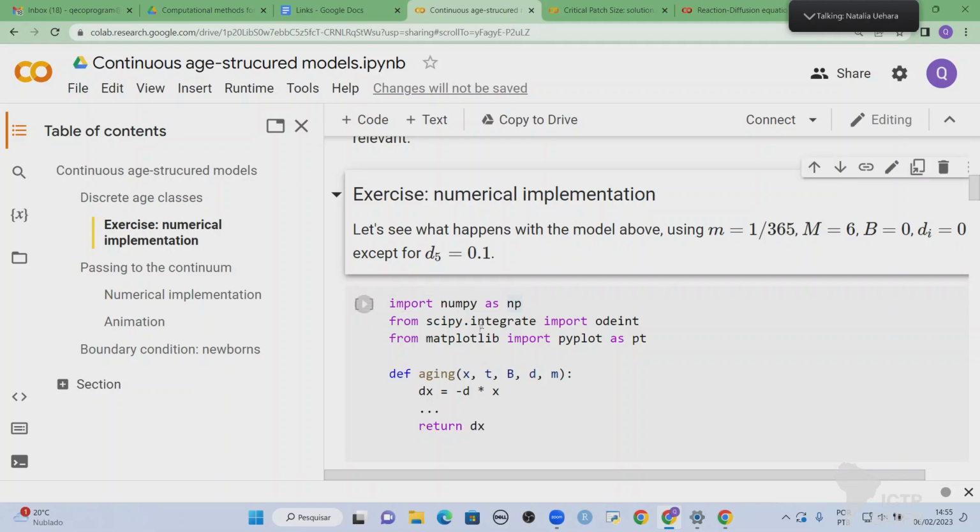And now I asked this as an exercise. So do you have time for that? Do you want to try to implement this or not?